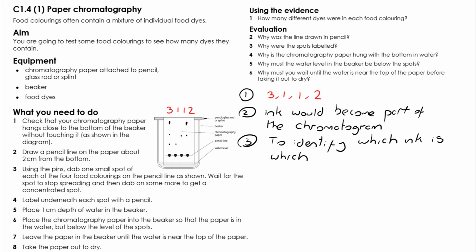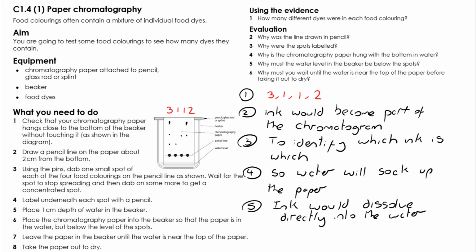Why were the spots labelled? Really straightforward. It's so that we know what ink is what, so we don't have to remember it. For number 4, why is the chromatography paper hung with the bottom in the water? Well, we need the water to soak up the paper and carry the ink with it. Why must the water level in the beaker be below the spots? Well, otherwise the ink would dissolve directly in the water.